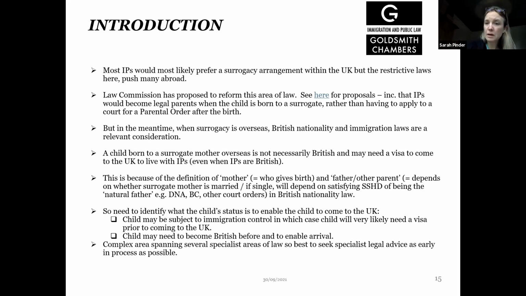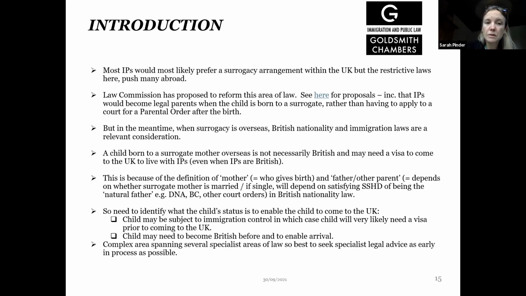So the onus is on the parent. It's the parent that needs to satisfy the Secretary of State of that, and it will most easily be demonstrated by a DNA test, for example. And Fiona already touched on the circumstances where you would need a DNA test as part of the surrogacy process in any event. But you could also have the birth certificate, for example.